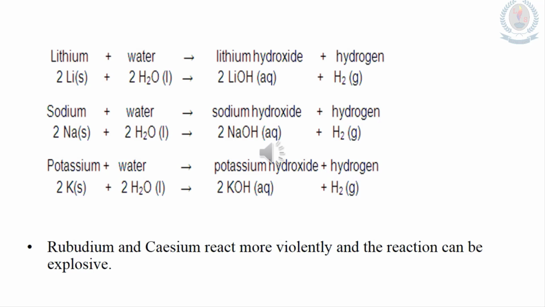And if we take a look at potassium, that is a faster reaction than sodium, and some amount of heat is also produced which ignites the hydrogen, and therefore it ends up spitting around and exploding. Rubidium and cesium also react more violently, and the reactions can be explosive, because as we know, as we go down the group, the reactivity always increases.